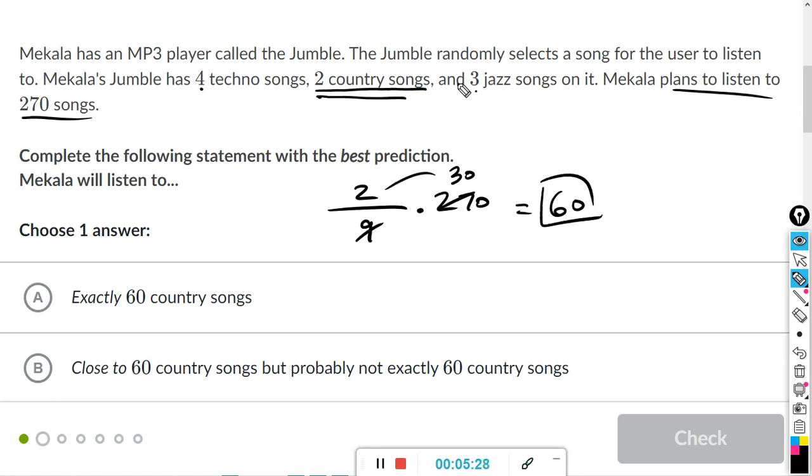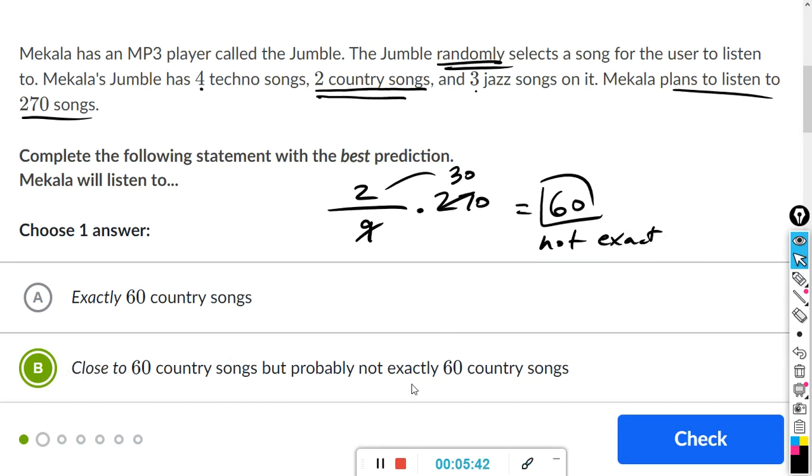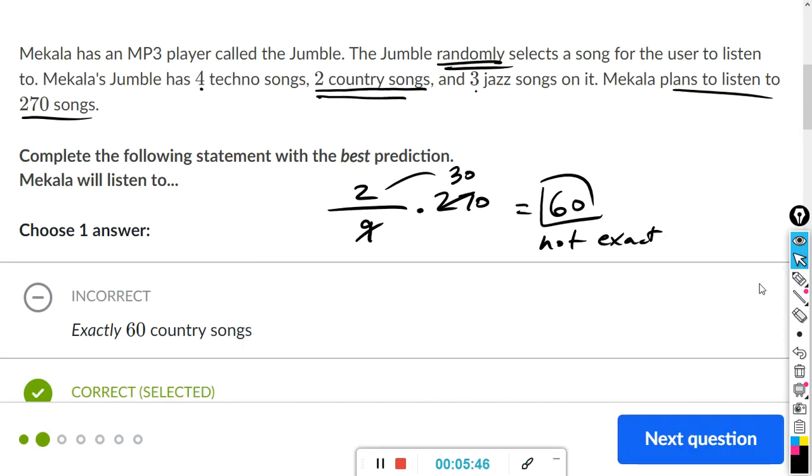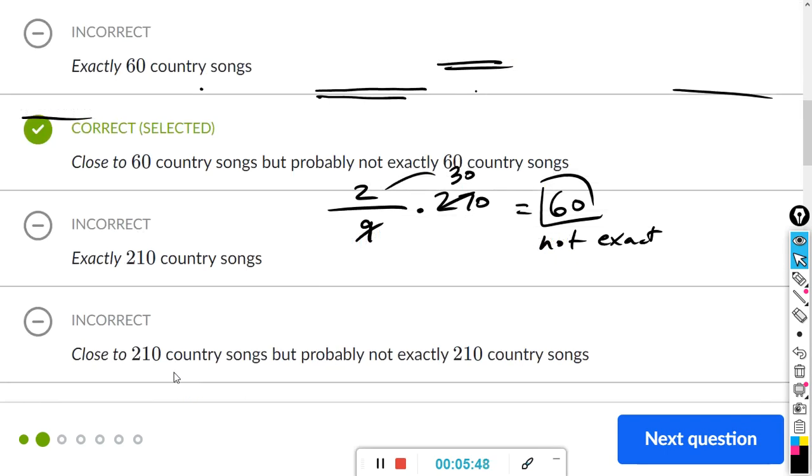Now remember, the thing randomly selects the song. So is it going to be exactly 60? No, this is not exact. It's just a prediction of 60. So I'm going to say close to 60, but probably not exactly 60. And for the other answers, they just had the wrong number.